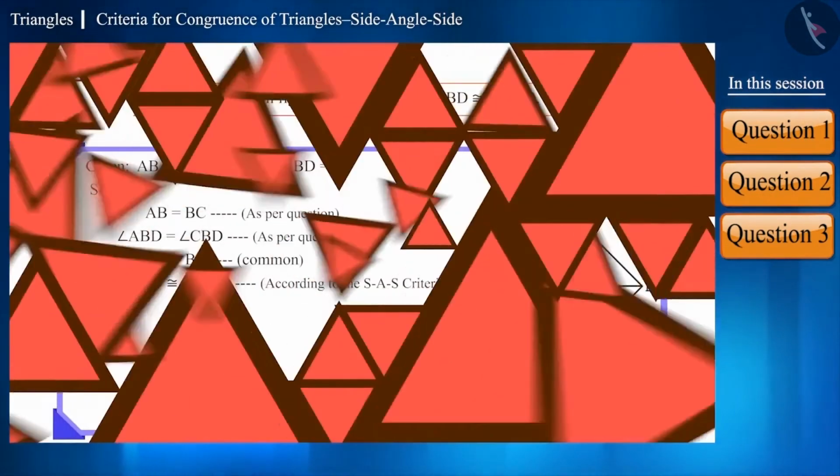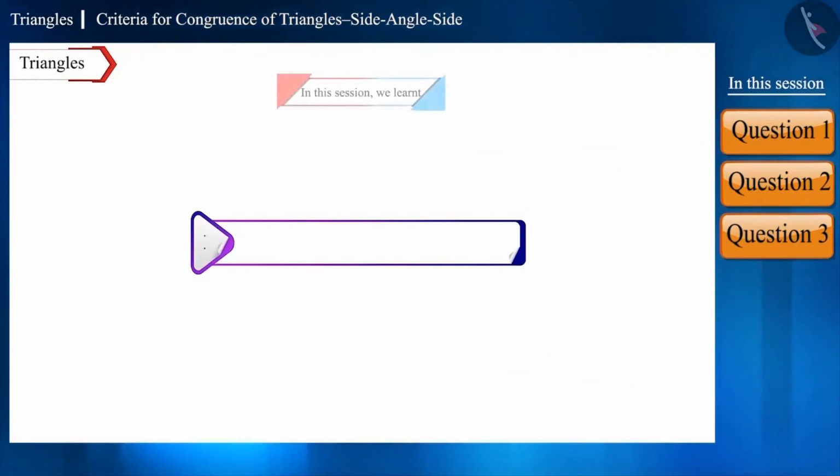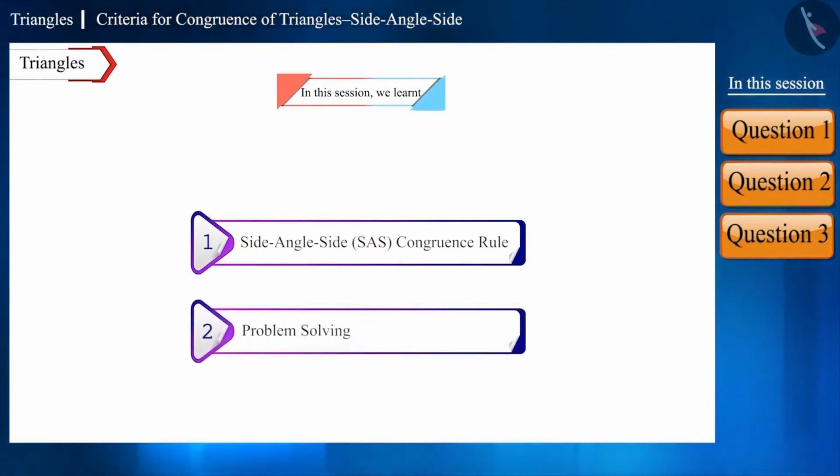Friends, that's all in today's session. We solved some questions based on the SAS criterion of the congruence of triangles.